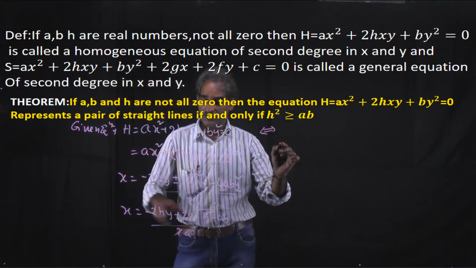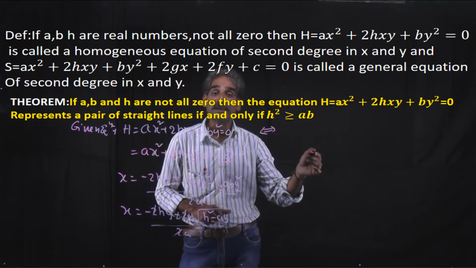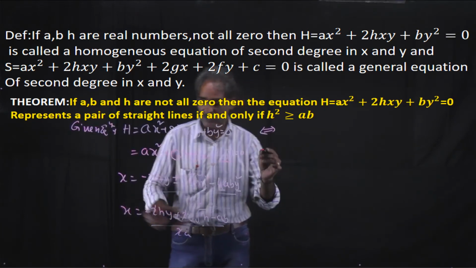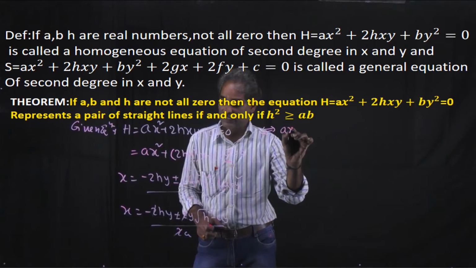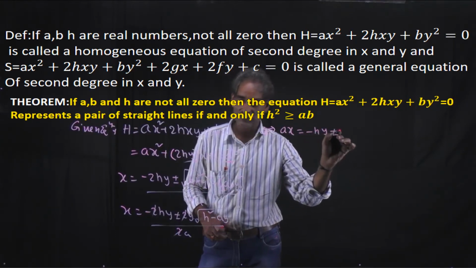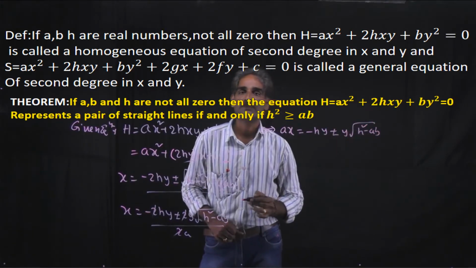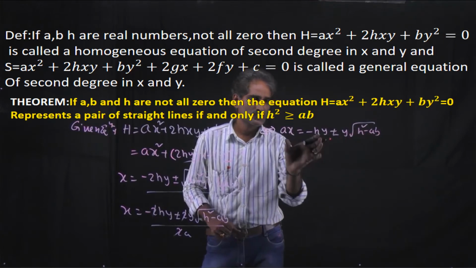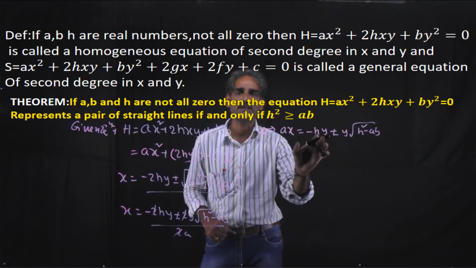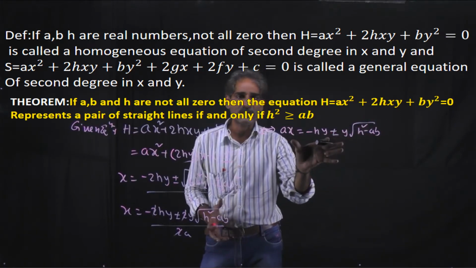Here, the values of x are possible only when h square is greater than ab. This gives two values. Otherwise, we can write it like this: ax is equal to minus hy plus or minus y into root of h square minus ab. Understand? If it is 0, we get only one equation, ax plus hy. If it is greater than or equal to 0, you will get two values, two equations.